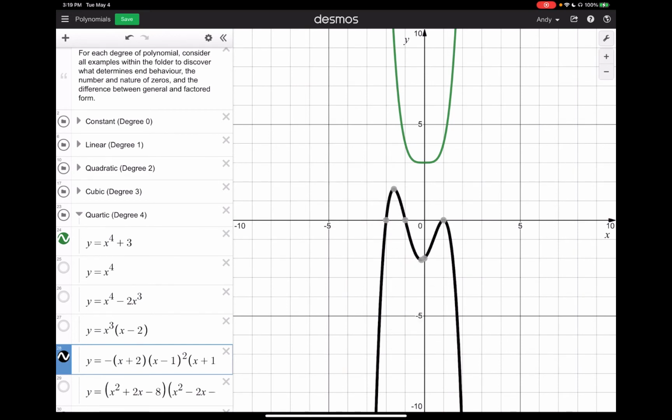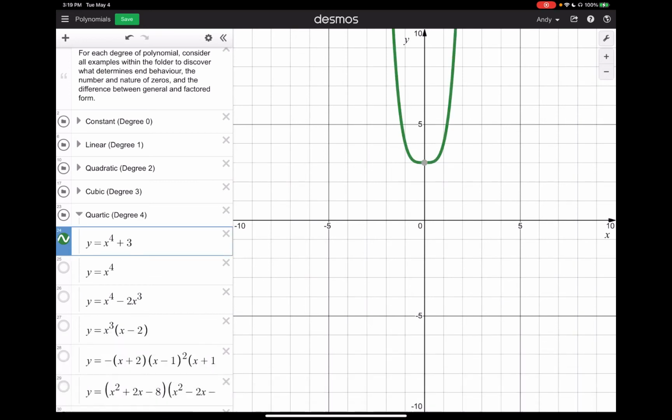So lead coefficient is what determines the end behavior. Now, as far as number of zeros, you can see that in the case of this green graph, we have no zeros, does not cross the x-axis, which is the same as the starting place for the quadratics. So notice that when we've got degree 2, degree 4, and if we were to look at degree 6 as well, we'd find the same thing. Minimum number of zeros is no zeros. It is possible to have a single zero.